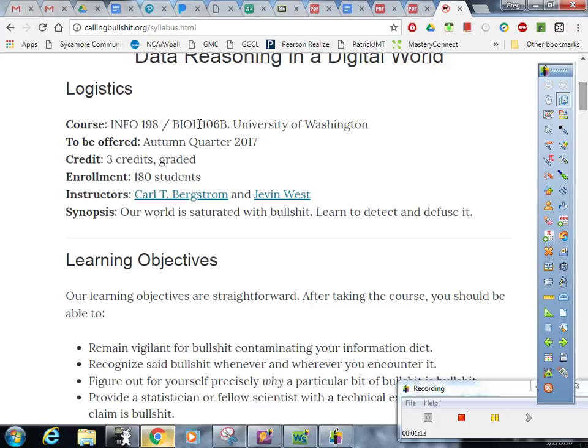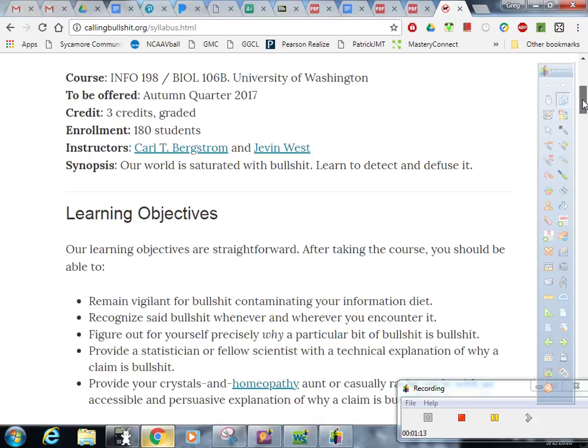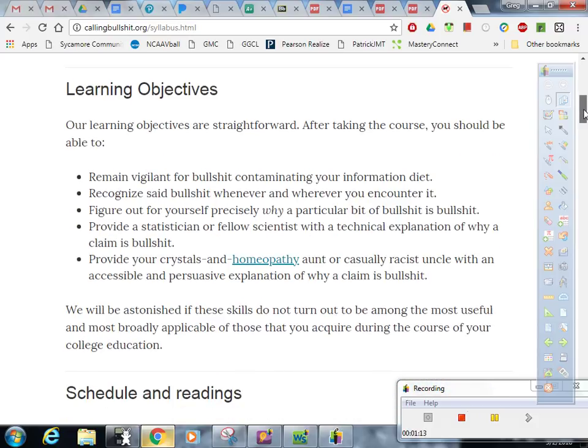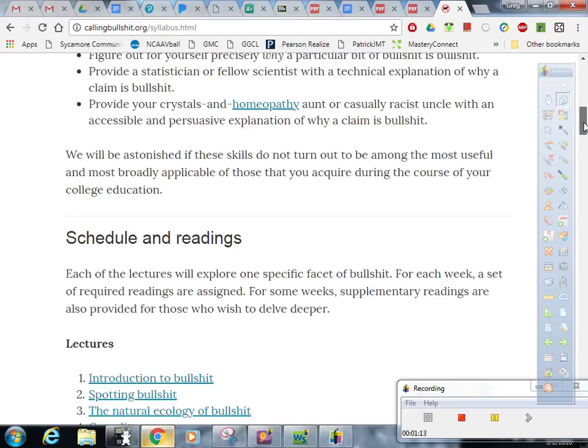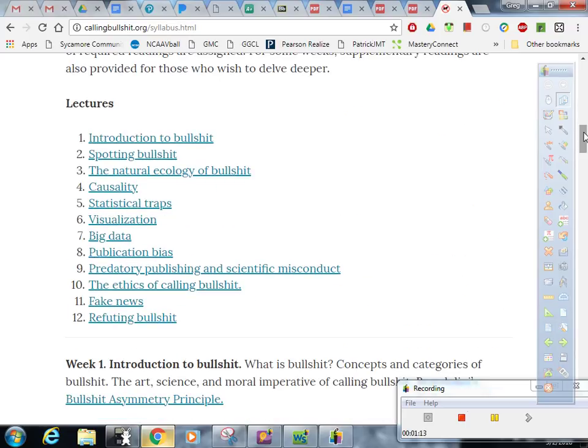That means it's located within the biological sciences, so that would probably be part of human psychology. And then it's also part of the information school, so that would be the statistics school. These are the instructors. There's 180 credits. Look at the learning objectives. And then here are the chapters. You'll notice statistical traps, big data, publication bias.